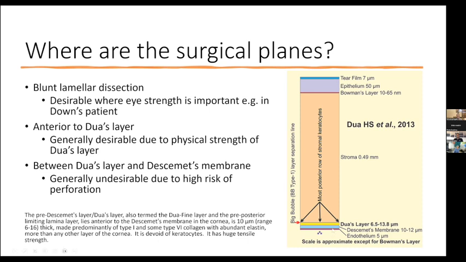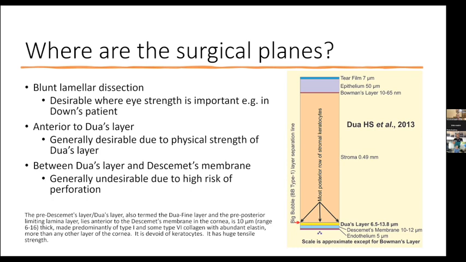There is yet another plane here, which is between the dua's layer and Descemet's membrane. So here, if this was cleaved by an air bubble, that would be your type 2 bubble, and it gives you a very, very smooth surface, which actually is not desirable, because although you may get a little bit better vision, you are taking a huge risk with the integrity of the globe.